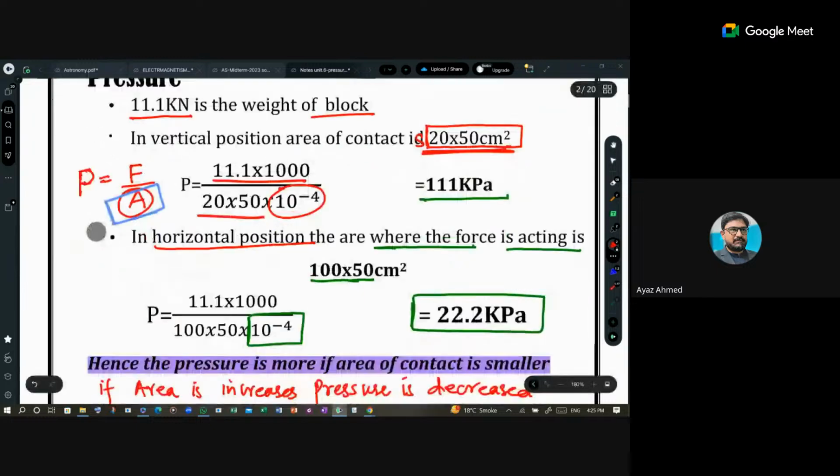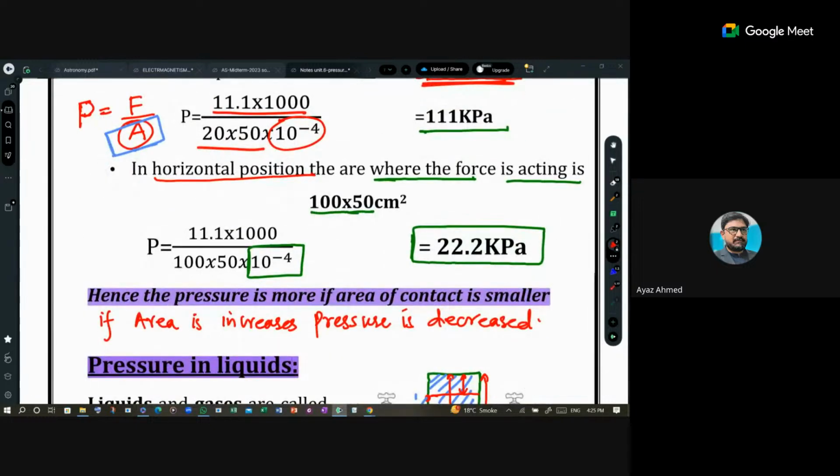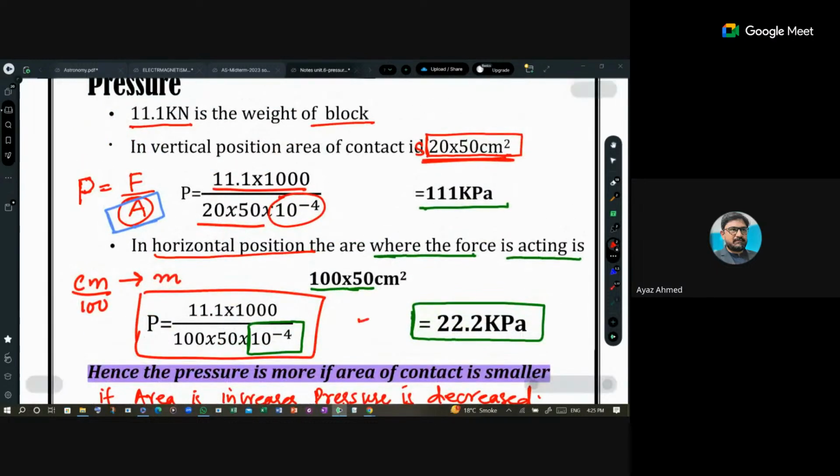Conversion is important. The only thing is conversion. When you are going to do conversion, remember that centimeter will be converted into meter. You know how? Centimeter divided by 100, and you will get it in meter. So you have converted this, and you got that pressure is equal to this much. It is 2.2 kilopascal, right? This is in position B, and in position A, I have this much pressure.